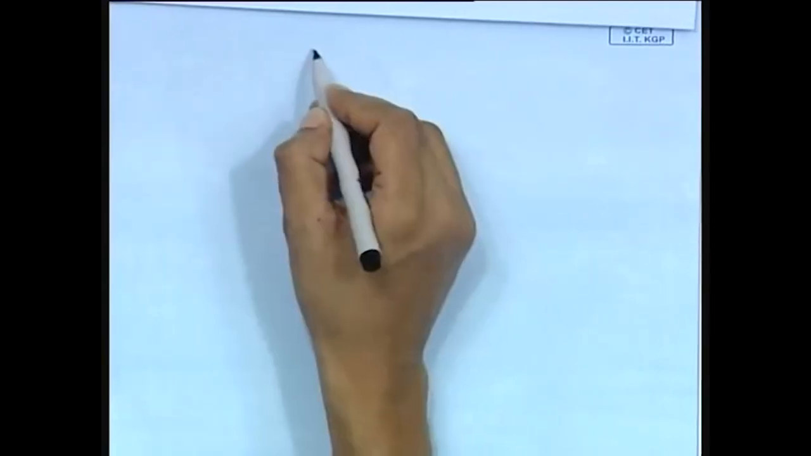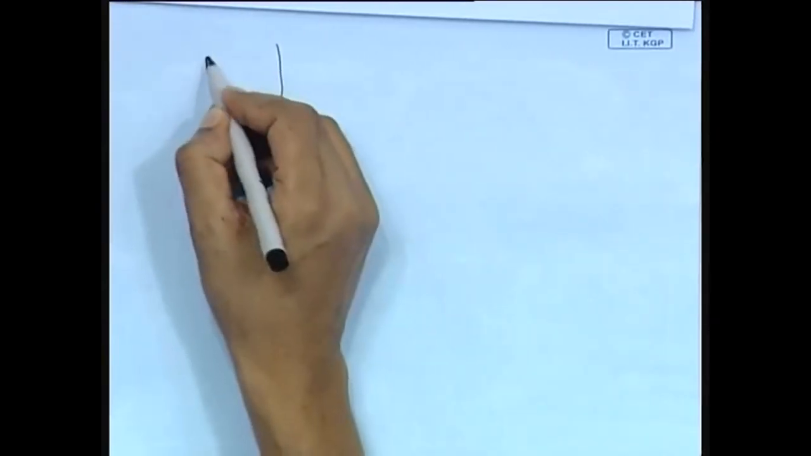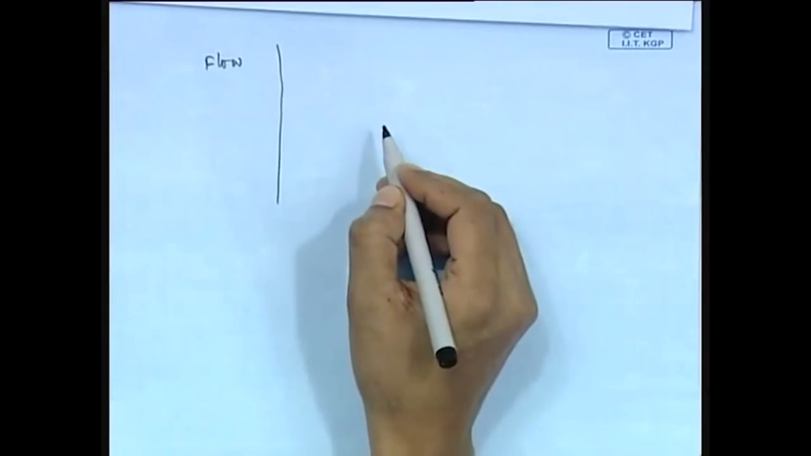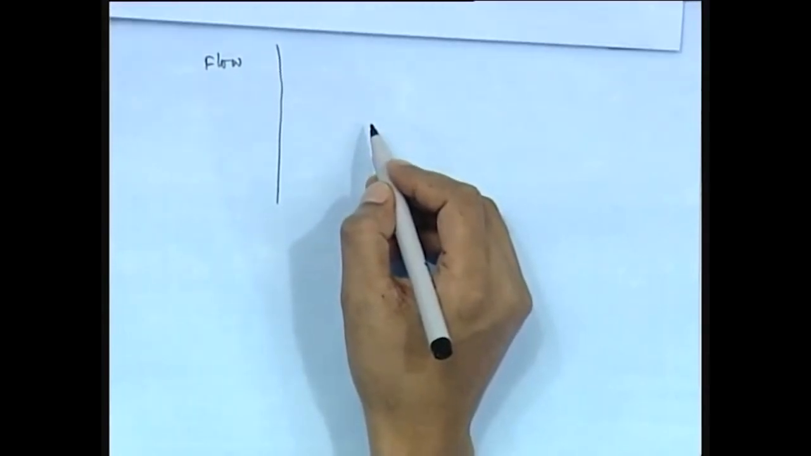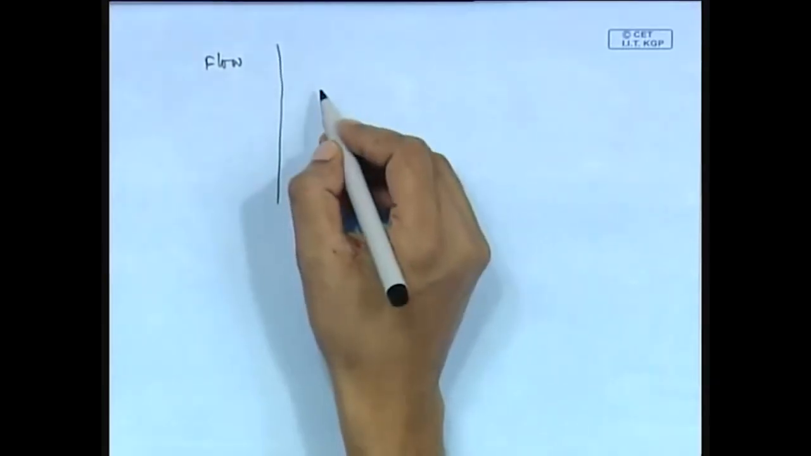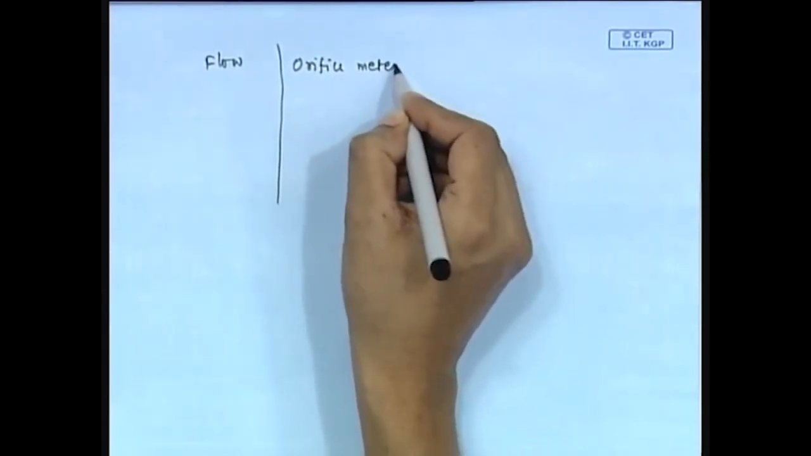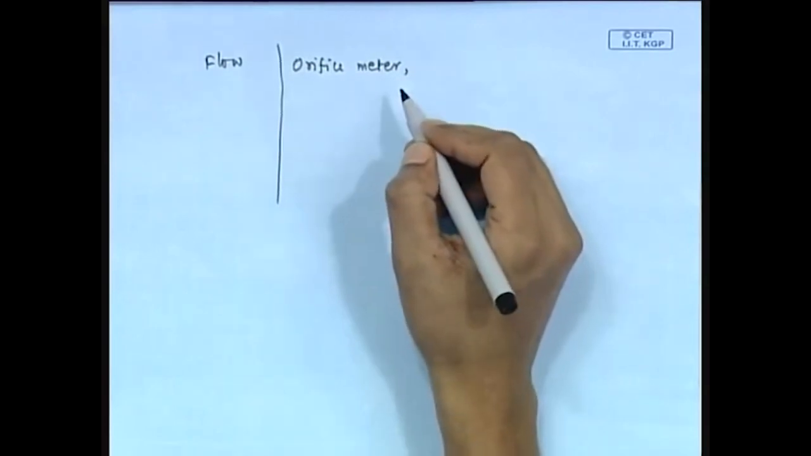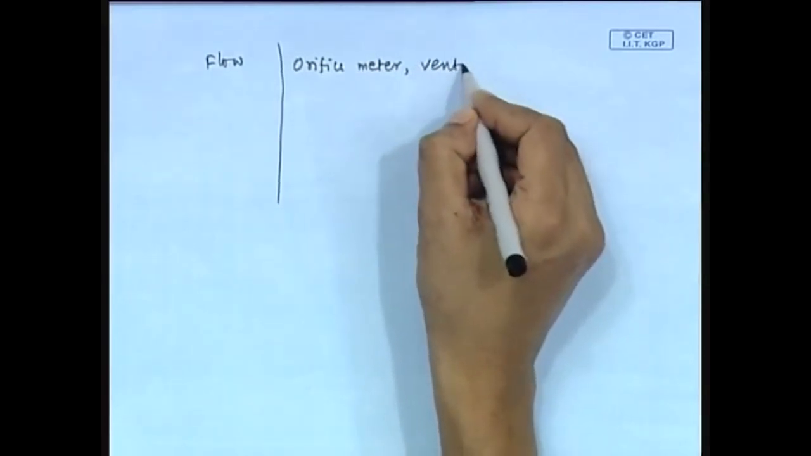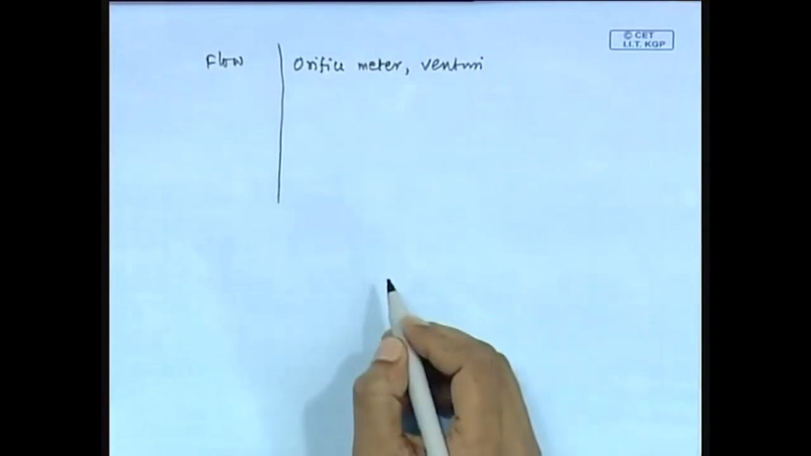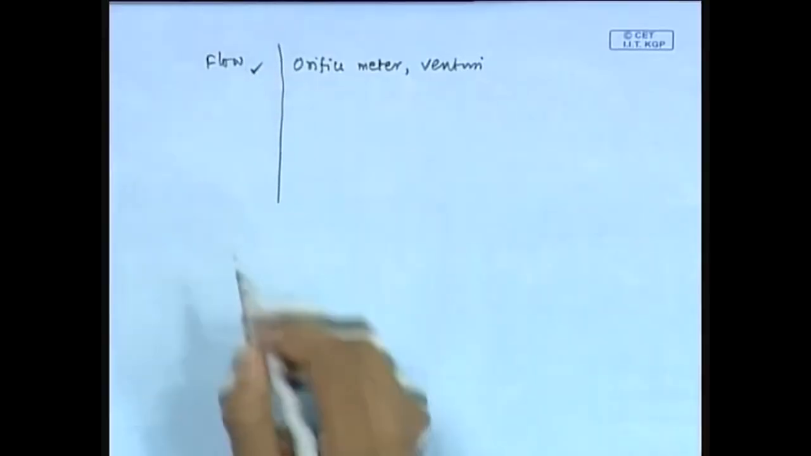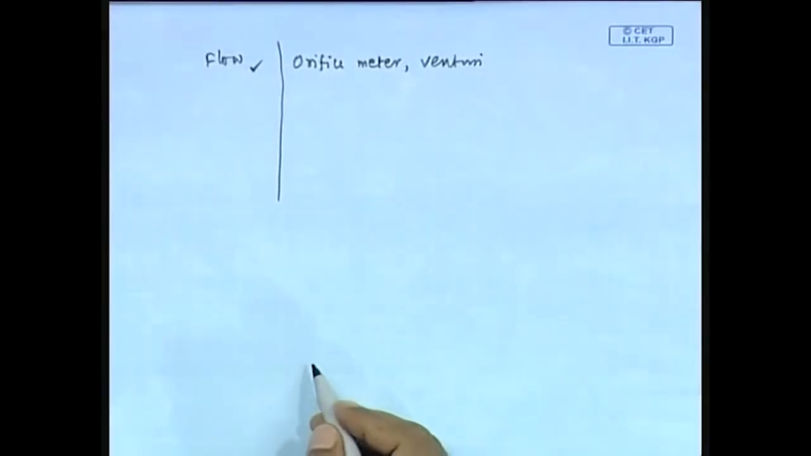Next, we can consider another variable, that is flow rate. Flow rate we can measure by the use of orifice meter. Flow rate we can measure by the use of venturi. So, these are two measuring devices which are extensively used for measuring the flow rate.